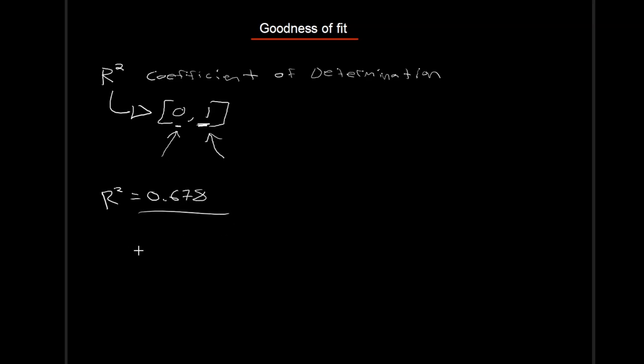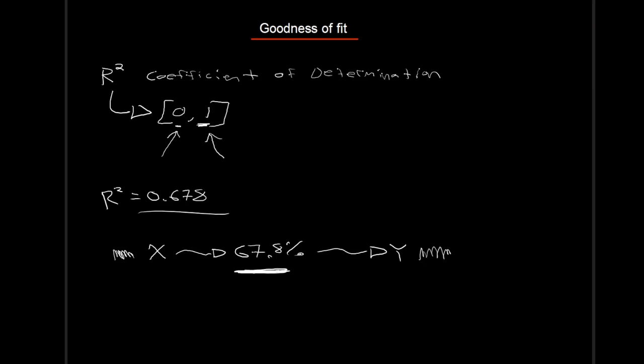What it means is that the variation in our x's, the way that x is jumping and bouncing around here, explains about 67.8% of the variation in y. So x is jumping around, it's doing its thing up and down. This variation in x explains just over two-thirds, 67.8%, of that jumping around and that variation in y.